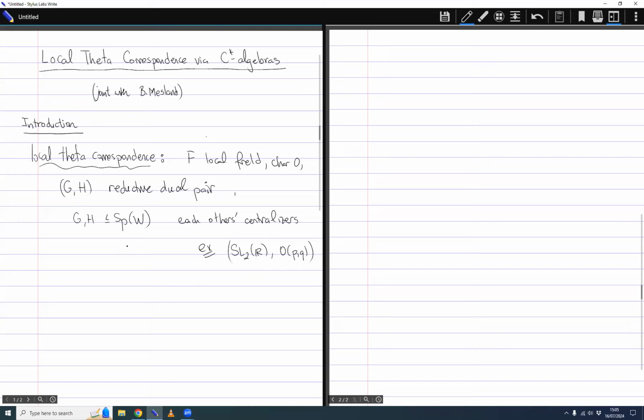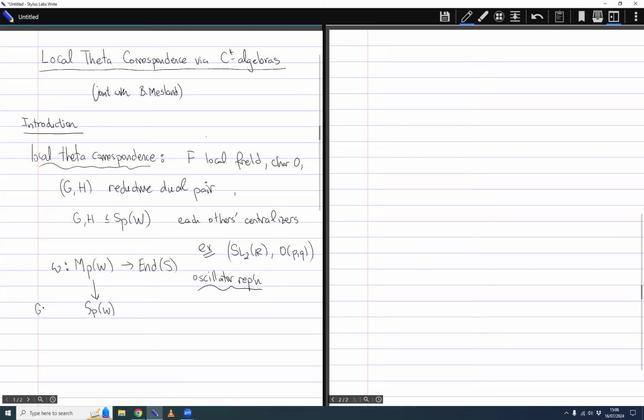The setup is that you have these two groups sitting nicely inside an ambient symplectic group, and the symplectic group has this magic representation. There is a projective representation which factors through the metaplectic double cover into endomorphisms of some Schwartz space. This is the so-called oscillator representation, or the Weil representation. It is a very distinguished representation. It's minimal in some sense, quite big, but not terribly big. That's important for the theory.